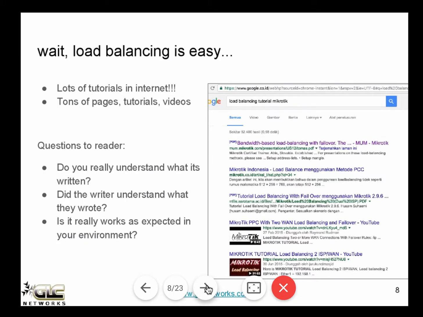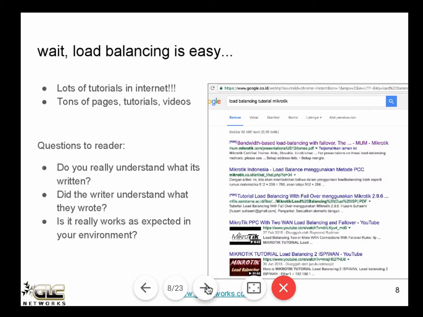Prerequisite first, about load balancing. So today our topic is about load balancing in the Mikrotik. But load balancing is easy. Lots of tutorials on the internet, tons of web page tutorials and videos. So the question is, do you really understand what they're writing? Some of the websites are just copy and paste. So, a question to the writer, not all writers, maybe some of them: do they really understand what they are writing?